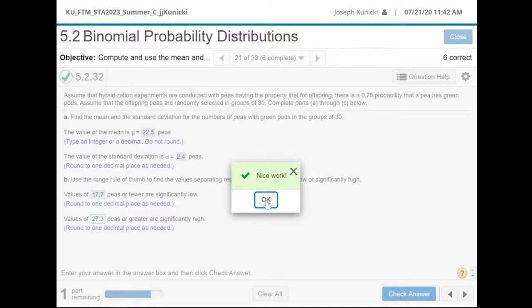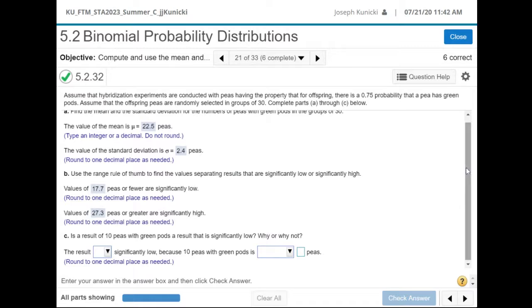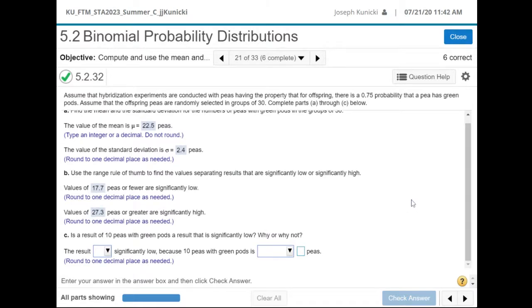Okay? I'm going to go ahead and hit OK. Now they want one more question here. Is a result of 10 P's with green pods a result that is significantly low? What would you answer? I would say no. Well, it's less than 17.7.